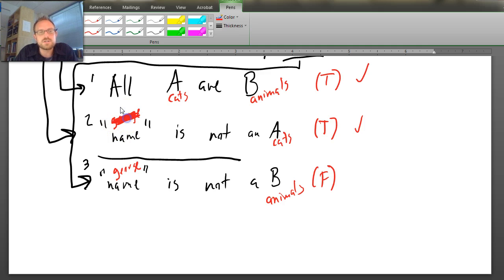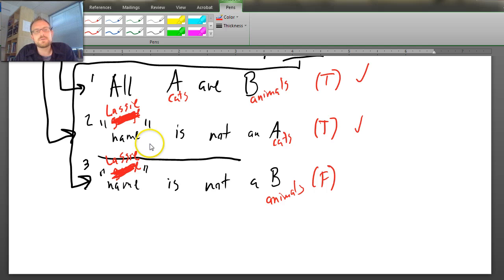So let's change this actually. Let's make this Lassie. Everyone I think knows who Lassie is in terms of the show Lassie. Everyone knows that Lassie is a dog, right? And that Lassie is an animal, but everyone also knows that Lassie is not a cat. So that would still make this premise true. So it does matter what name you choose, right?